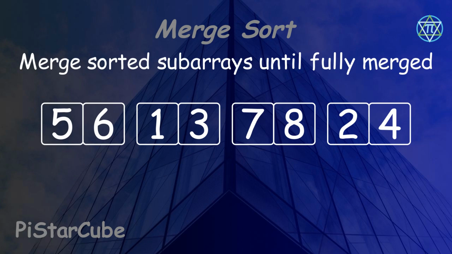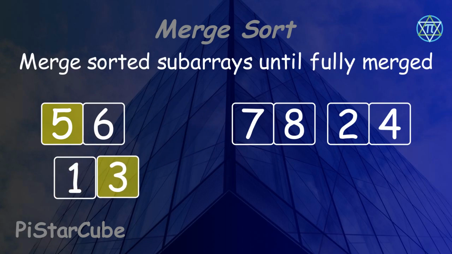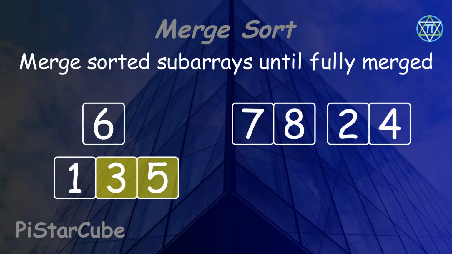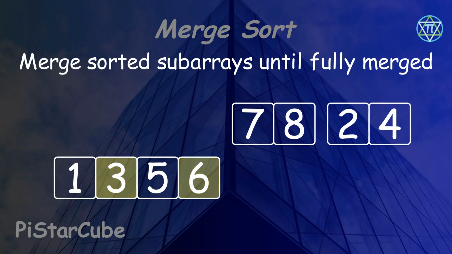Next, we merge those sorted subarrays into groups of 4, starting with 5, 6, 1, 3. Compare 5 and 1, take 1. Then compare 5 and 3, take 3. Now just add 5 and 6. That gives us 1, 3, 5, 6.